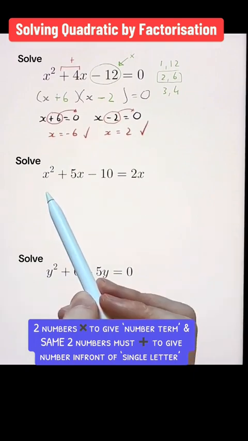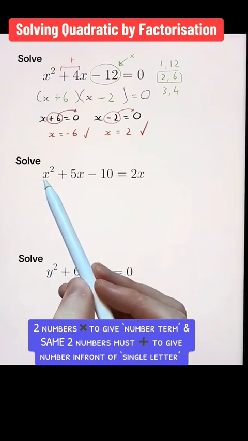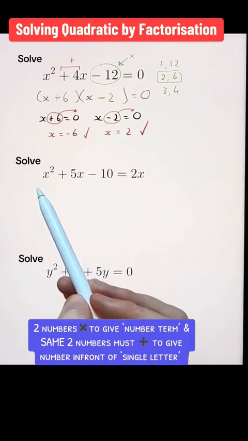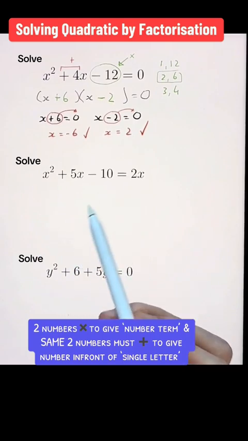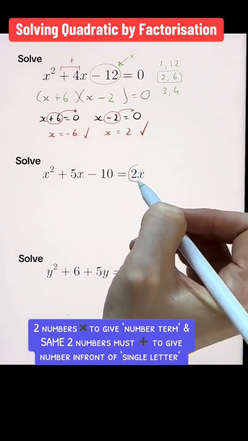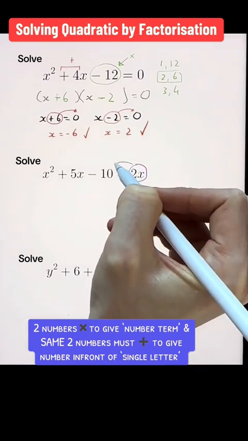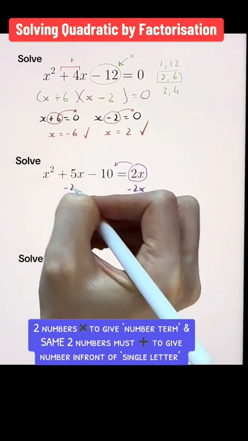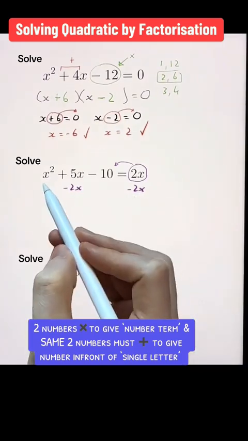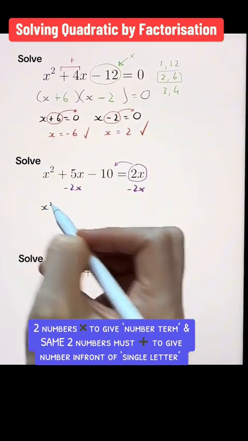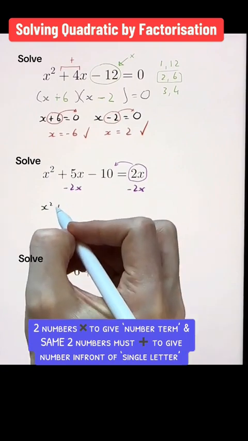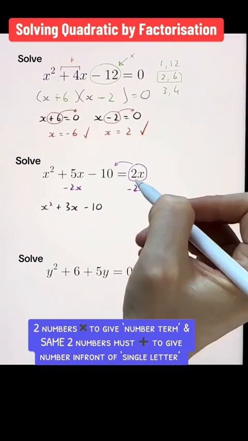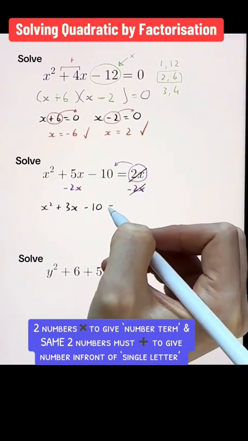For question 2, again, I'm solving a quadratic as I have x squared. My first step is to ensure my quadratic is equal to 0. Here I can see my quadratic is equal to 2x. Therefore, my first step is to rearrange by moving the 2x across to the left by doing the opposite. Opposite add 2x, therefore, is subtract 2x from both sides of my equation. On the left-hand side, I still have x squared. I have 5x take away 2x, which will simplify to give us 3x. I've still got negative 10. And on the right-hand side, 2x subtract 2x will cancel to give us 0.